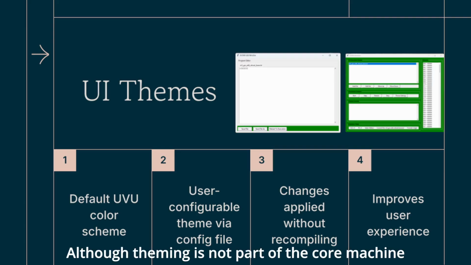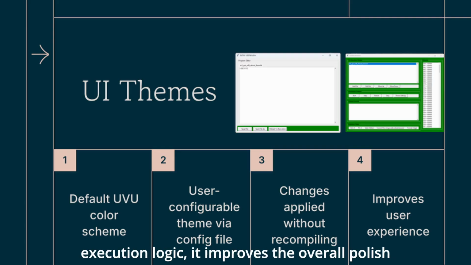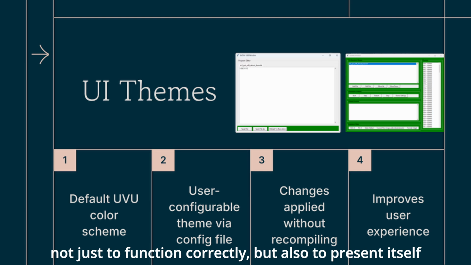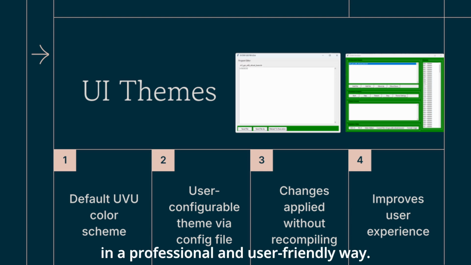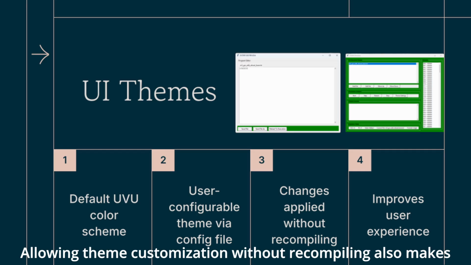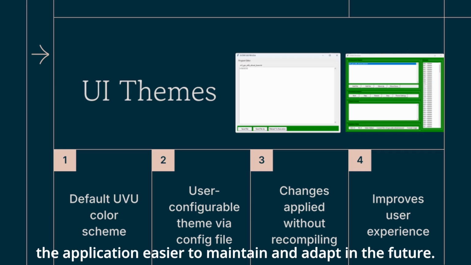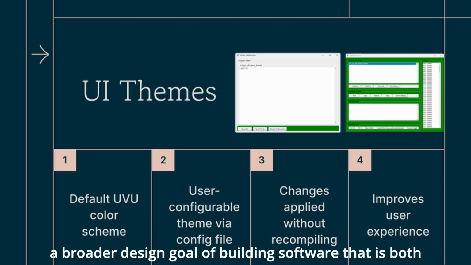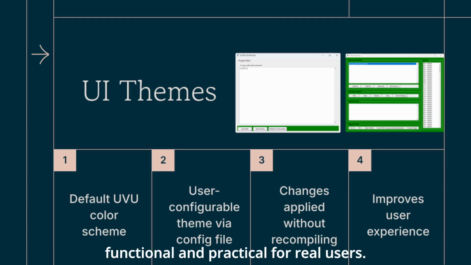Although theming is not part of the core machine execution logic, it improves the overall polish and usability of the project. It shows that the system was designed not just to function correctly, but also to present itself in a professional and user-friendly way. Allowing theme customization without recompiling also makes the application easier to maintain and adapt in the future. This is a small feature on the surface, but it reflects a broader design goal of building software that is both functional and practical for real users.